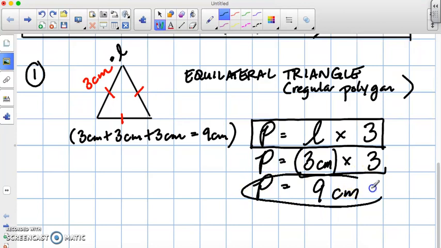And always circle your final answer. That's how you apply a formula. First step is you need to always write the general formula. The second step is that you need to show substitution in brackets. You have to substitute that value out. And then the final step is calculate it and circle your final answer. Don't forget your units of measurement.